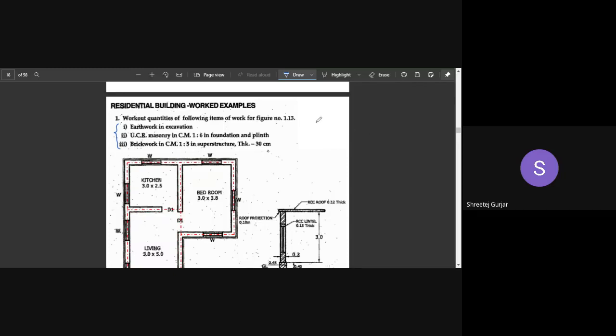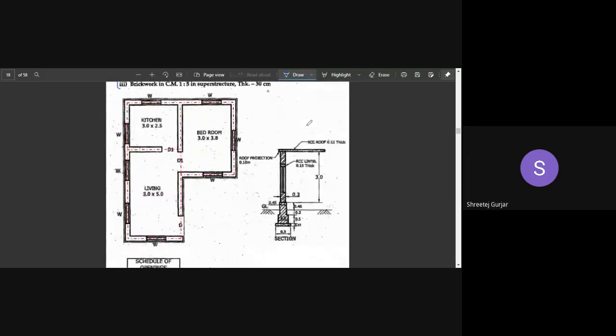You can see we have earthwork in excavation, then UCR masonry. What do you mean by UCR? It is uncoursed rubble masonry. It is not like brickwork. I hope you can recall what you studied in your third semester. It is in cement mortar 1:6 in foundation and plinth.